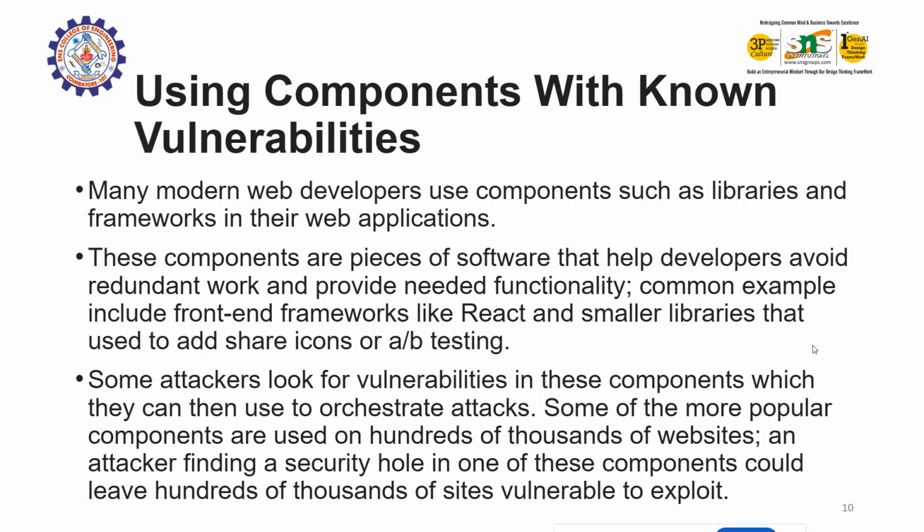Next is using components with known vulnerabilities. These are very well-known vulnerabilities which can be found easily. In modern web development, developers use components such as libraries and frameworks in their web applications. These components are pieces of software that help developers avoid redundant work. Common examples include front end frameworks like React and smaller libraries.